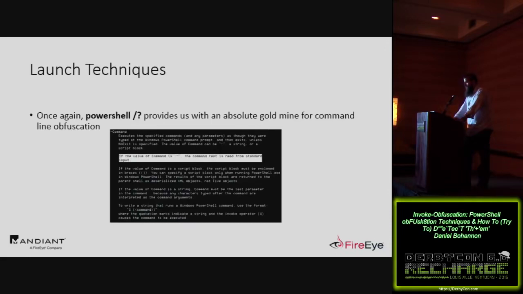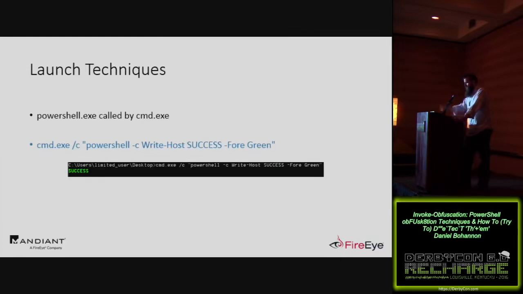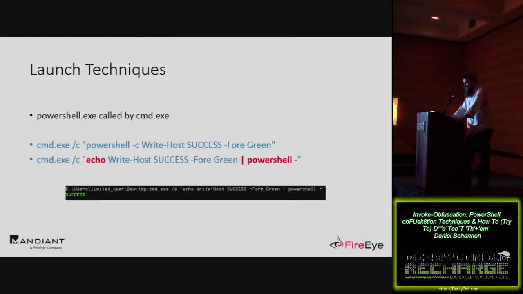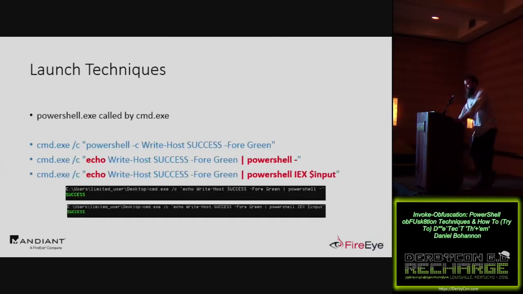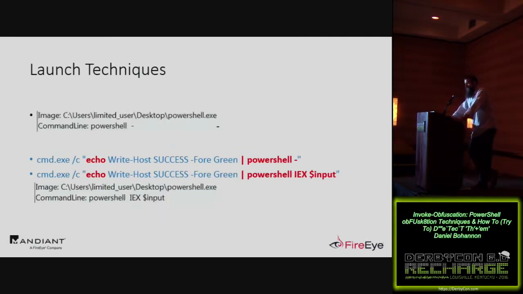So PowerShell help, again, gives us a nice gold mine. Dash command, the nice highlighted portion there says if the command is dash, then it will receive the command as standard input. What does that mean? This is typically how we used to launch PowerShell commands, right? cmd /c PowerShell command. What if we do cmd and then echo the command and pipe it into PowerShell dash? It runs. We can also specify the input variable, which is the standard input, and specify an IEX, and that runs. Now what does this look like for the command line arguments? PowerShell dash, PowerShell IEX input.